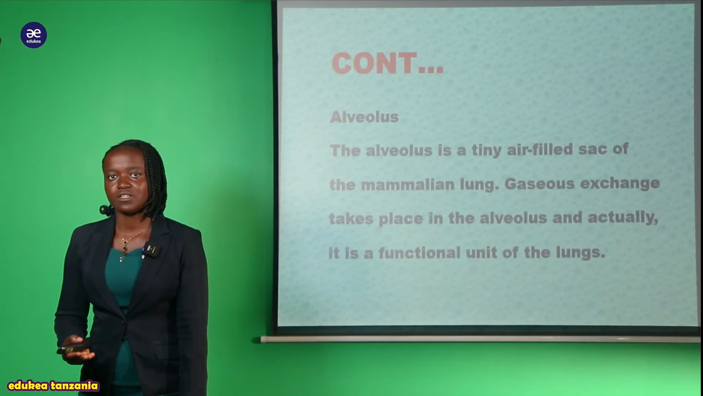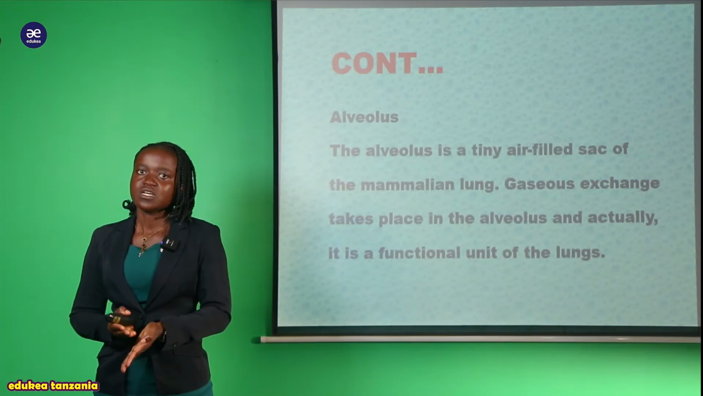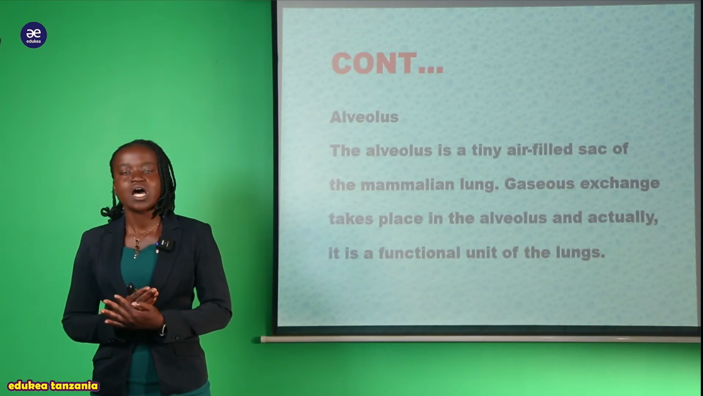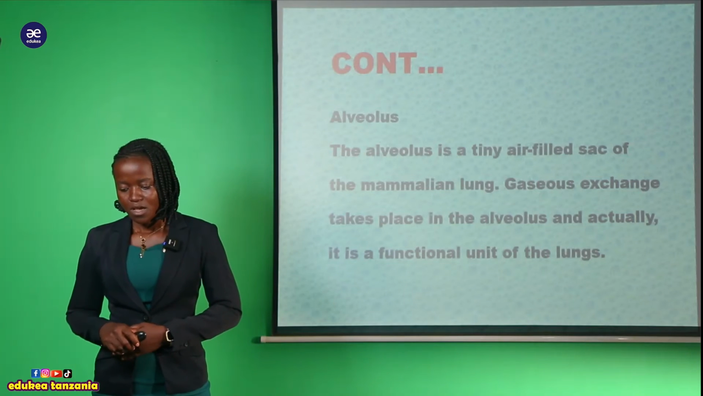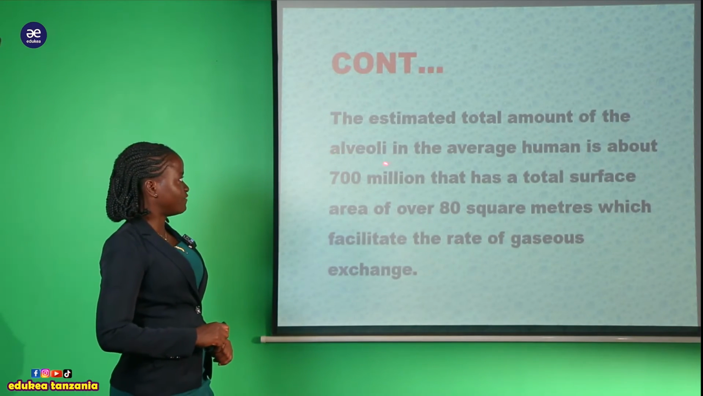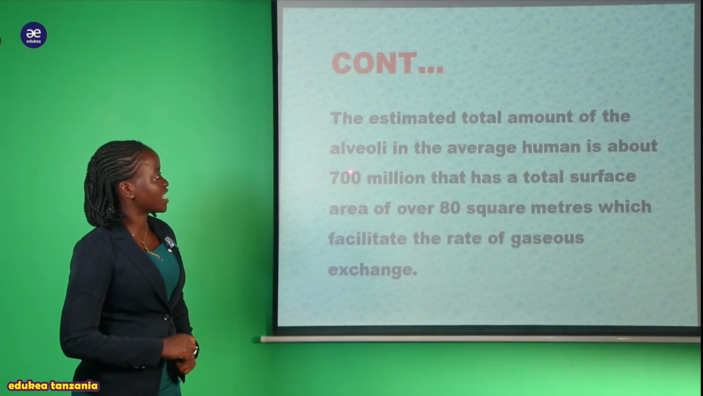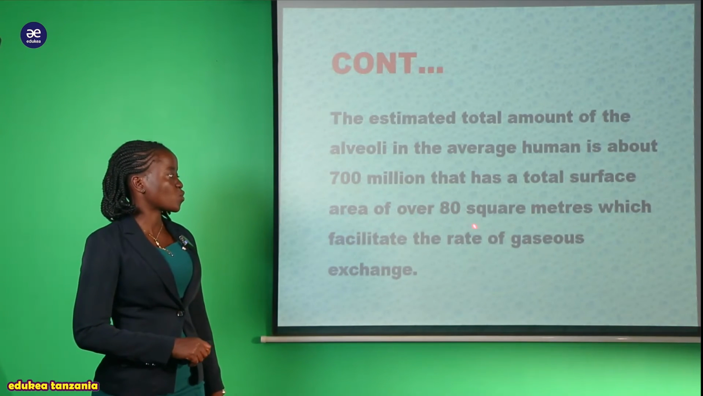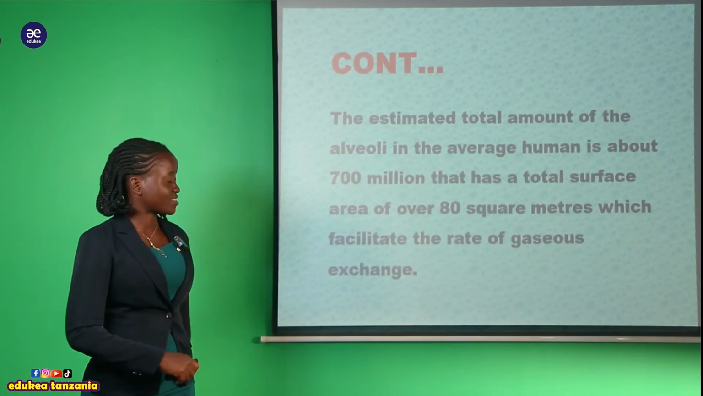Why is it the functional unit of the lungs? It is due to the fact that all processes of gaseous exchange take place within this small structure, this thin structure which is called the alveolus. We can also say that the estimated total number of alveoli in the average human is about 700 million. That has a total surface area of about 80 square meters, which facilitates the rate of gaseous exchange.